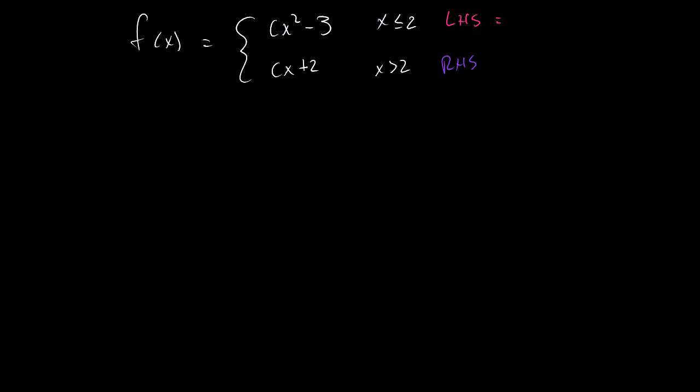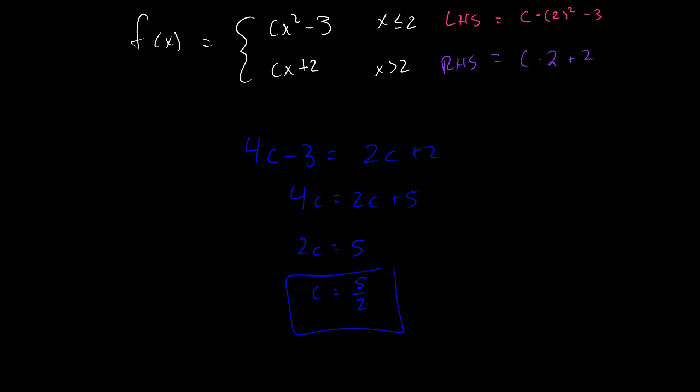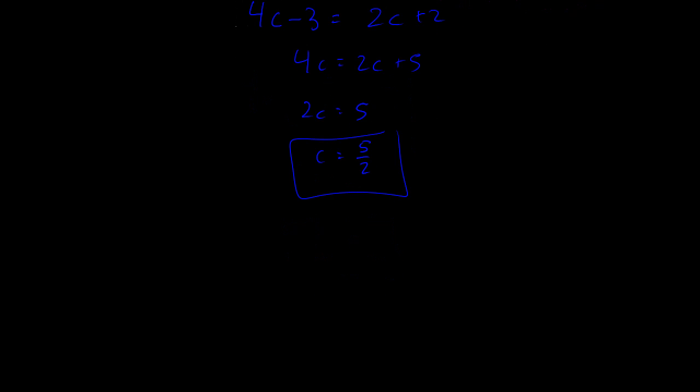That's going to be equal to c times 2 squared minus 3. And my right-hand side is going to be equal to c times 2 plus 2. So in order for those to happen, I need 4c minus 3 equal to 2c plus 2. Now I just solve: 4c is equal to 2c plus 5. 2c is equal to 5. c is equal to 5 halves. That's it. I did it. Number 7.